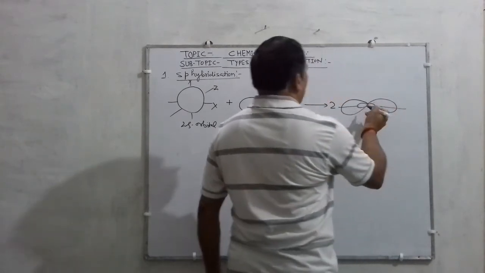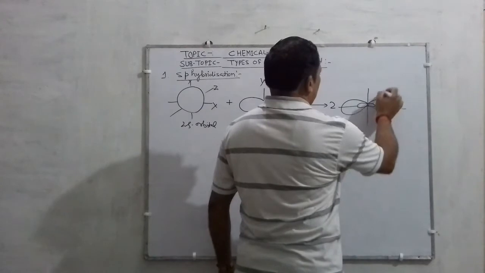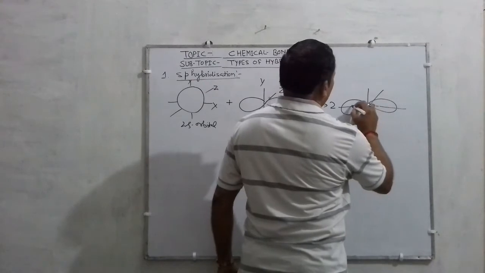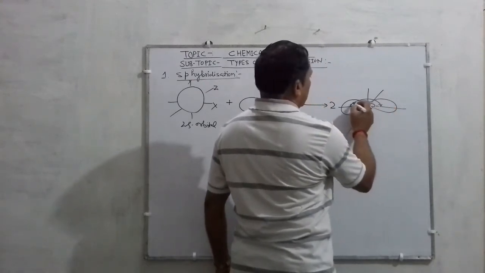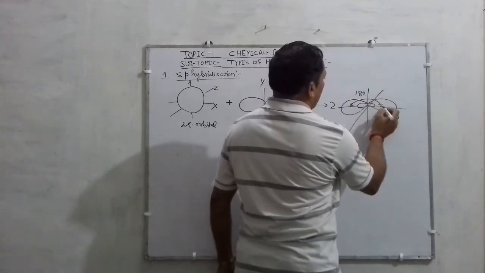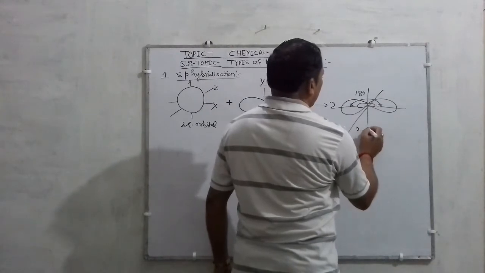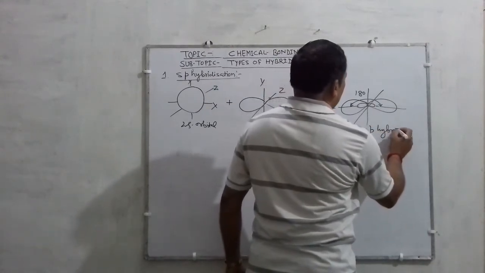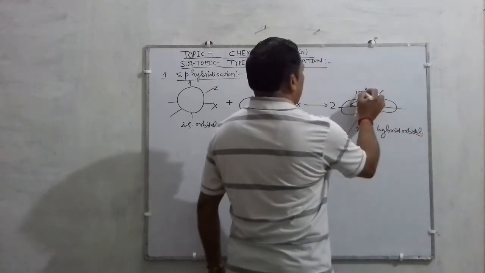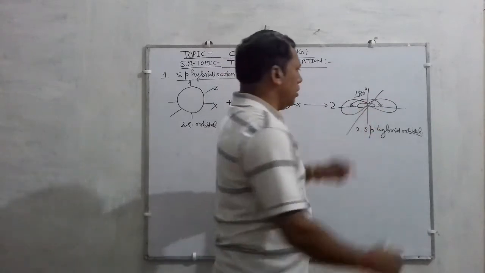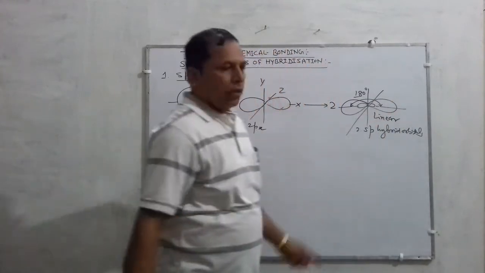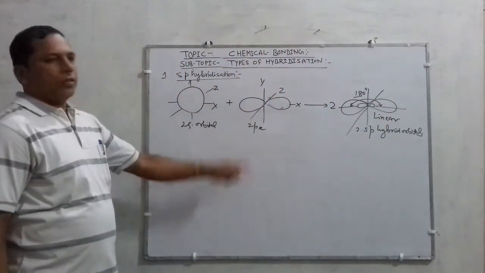So this one, suppose this is, then the bond angle between the two is 180 degree. This bond angle formed in two sp hybrid orbitals is what? 180 degree, and the structure is what? Structure or geometry of the molecule is linear. So this is called sp hybridization.